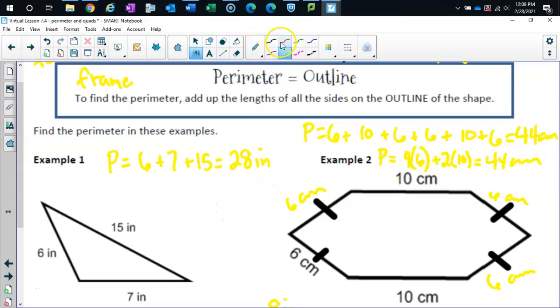Now, the other thing that I'm going to point out, perimeter always has a unit on it. If you're adding up inches, the label is inches.